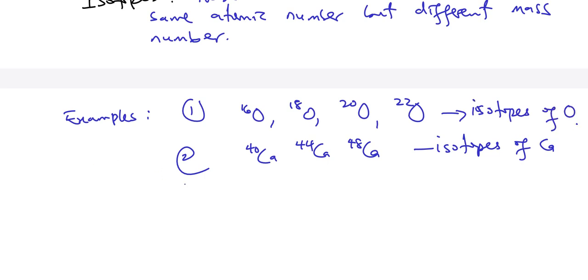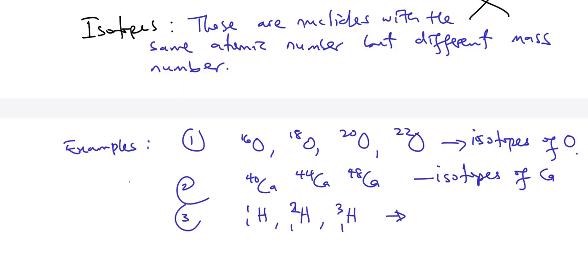Okay, then the most common isotopes, the hydrogen isotopes. So you have the deuterium 2,1 and the tritium 3,1. So these are isotopes of hydrogen, and so on and so forth. So that's the first definition, isotopes.